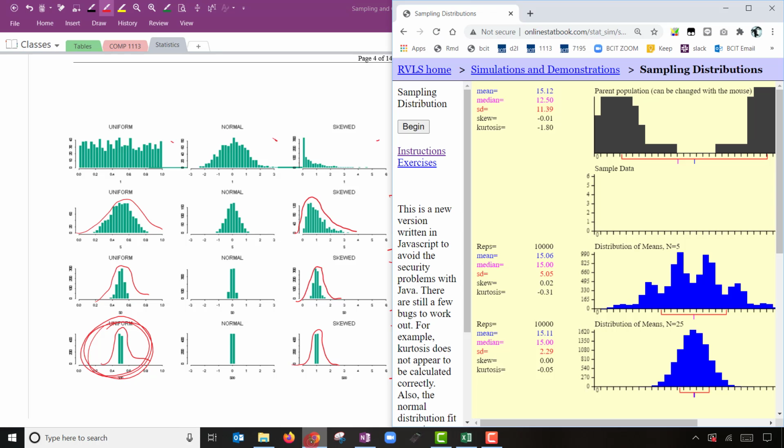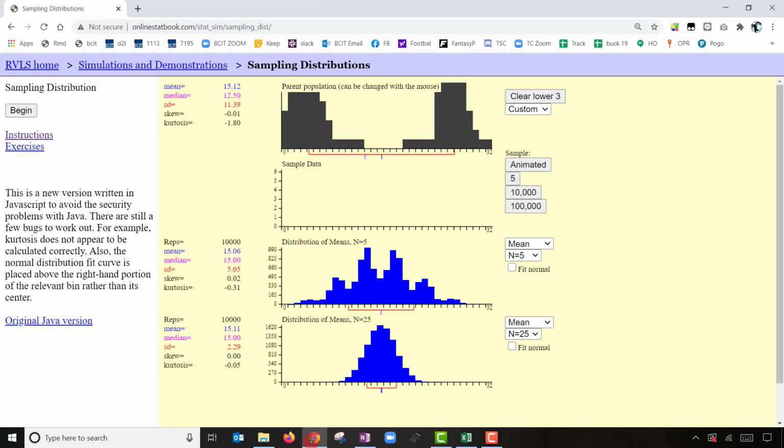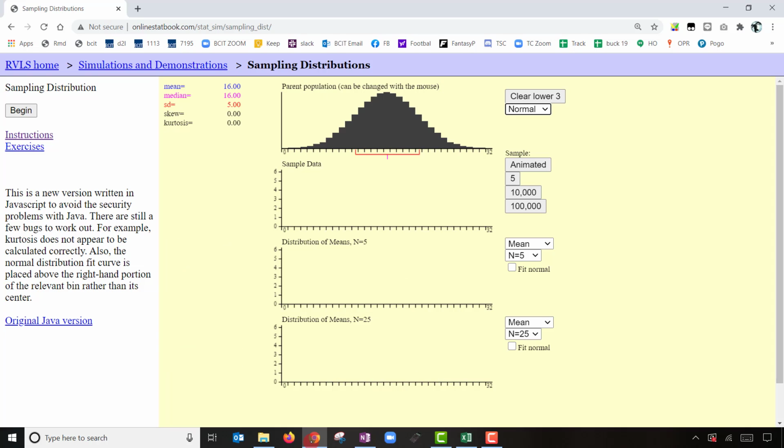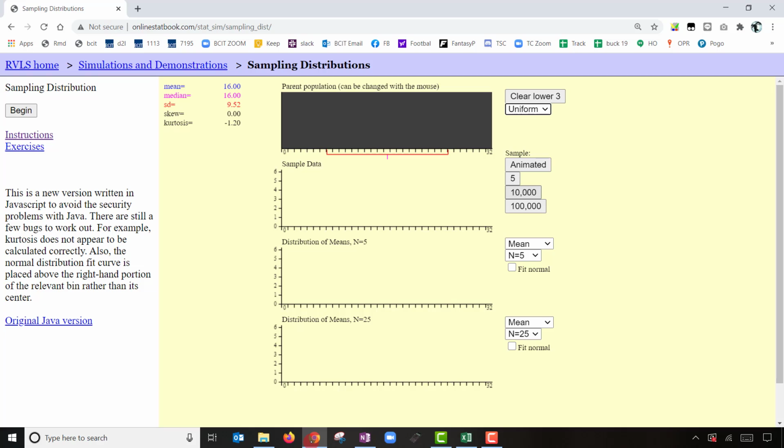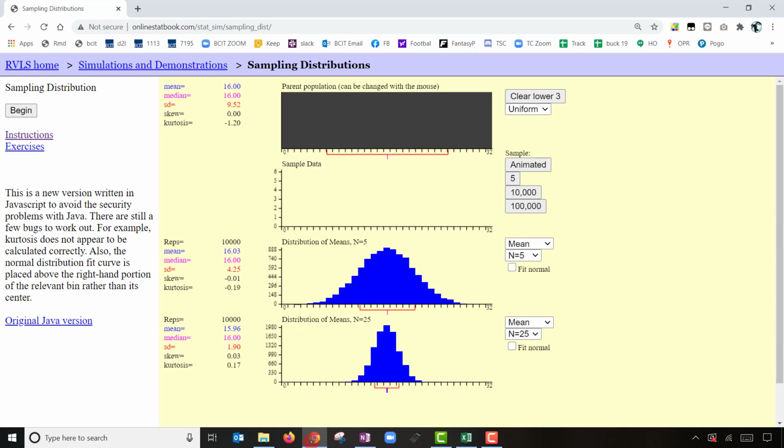There's a neat little website you can play around with where you can draw your own distributions. Here's a normal distribution, and you can set the sample sizes that you'd like. I set mine to be 5 for this plot and 25 for the last one. If I start with a normal distribution and I take 10,000 samples, these are what the plots look like. If I start with a uniform distribution and I take 10,000 samples, you see that I even get a normal distribution at 5, which is a pretty small sample size.